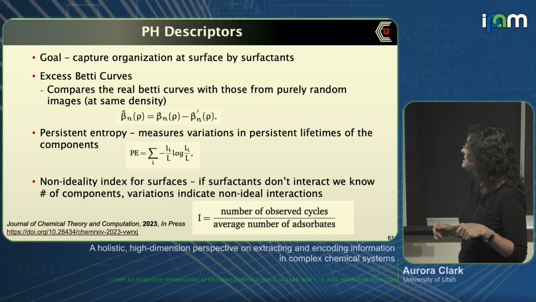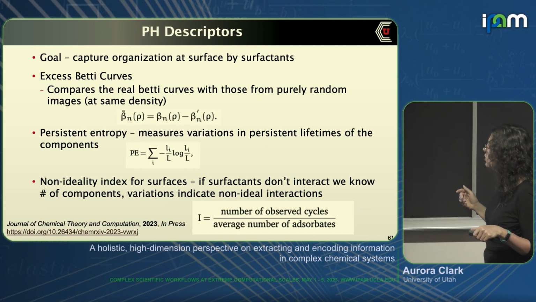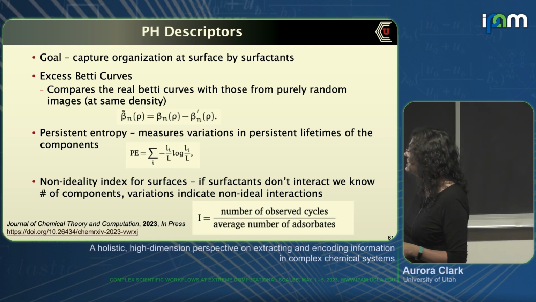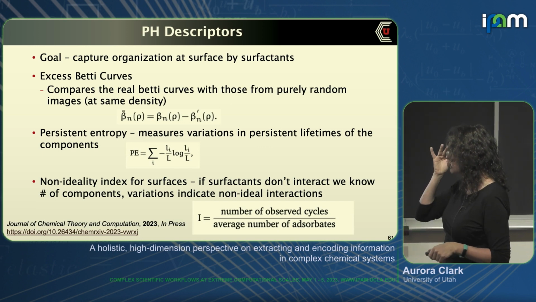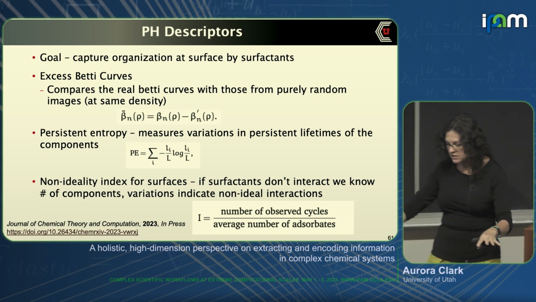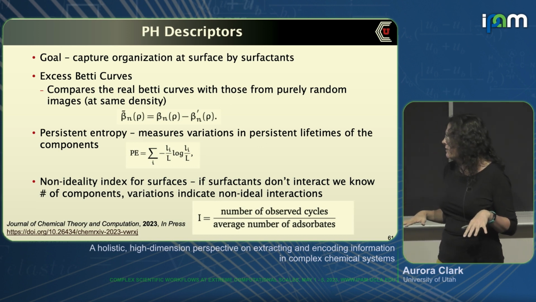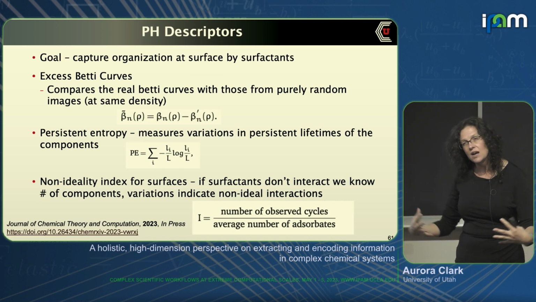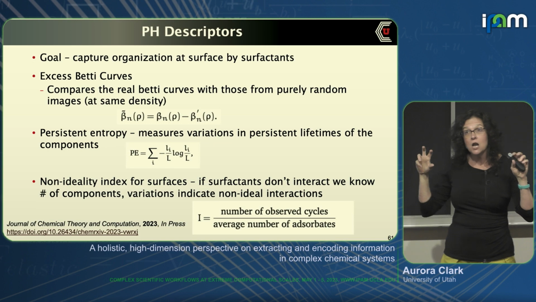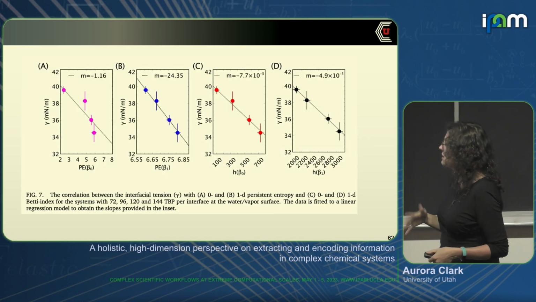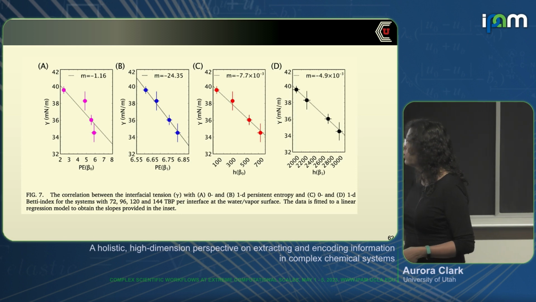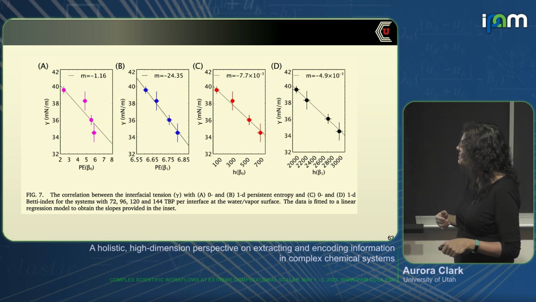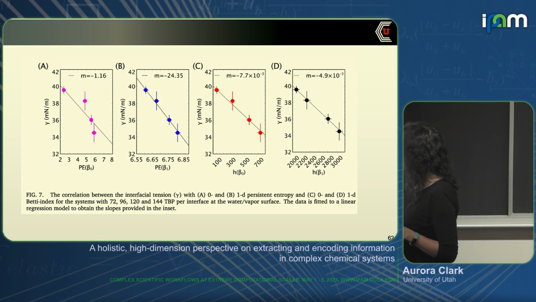We also used persistent entropy. This has been introduced before, but basically this is measuring the variations in the persistent lifetimes of those barcode components. And we introduced a non-ideality index for these surfaces where, if you've got a surface and these surfactants aren't interacting at all, then we know what the number of components should be on the surface. If you have variations from that, then that indicates those surfactants are interacting with one another, which would be a non-ideal interaction. The cool thing about this is that these persistent homology descriptors correlate really well with known experimental data associated with the interface. And so these are plots of persistent entropy versus the surface tension under a wide range of systems.